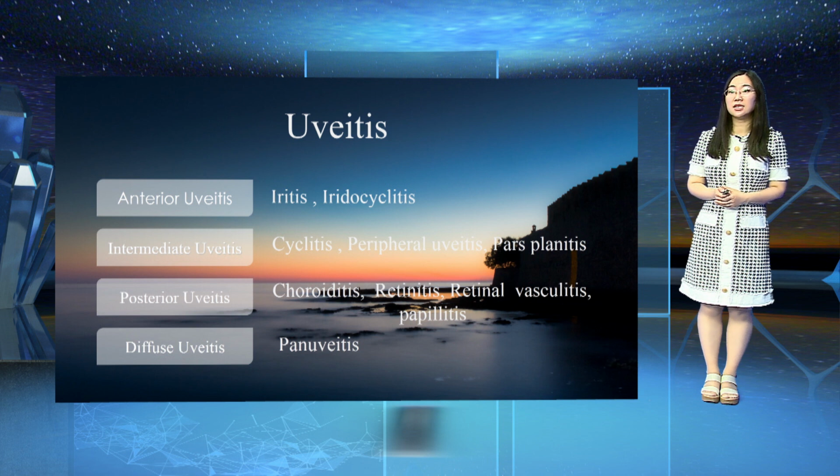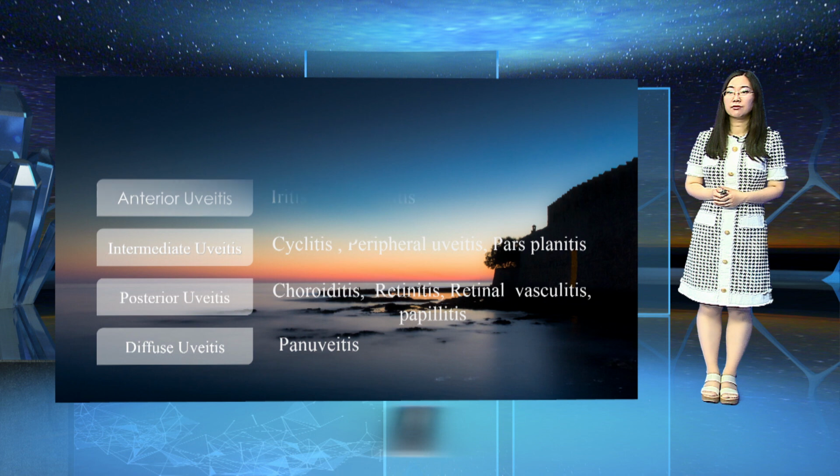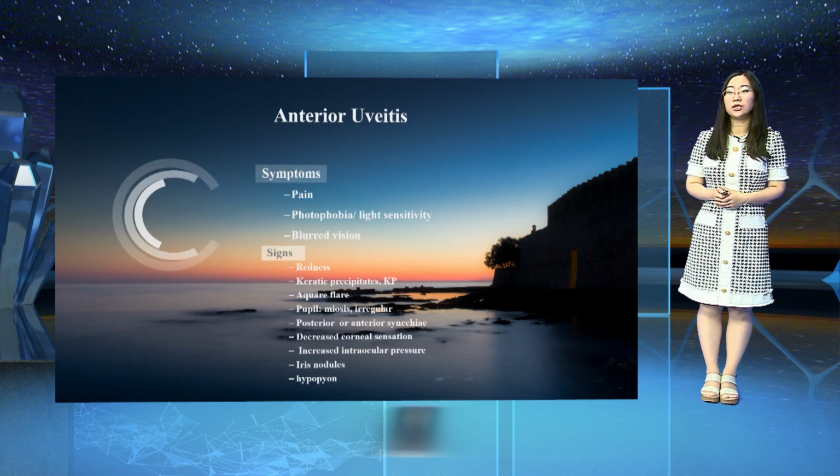Posterior uveitis is inflammation of the choroid, retina, retinal vessels, and intraocular optic nerve. Diffuse uveitis is inflammation in all areas of the uvea, also called panuveitis. Anterior uveitis is most common and is usually unilateral and acute in onset.